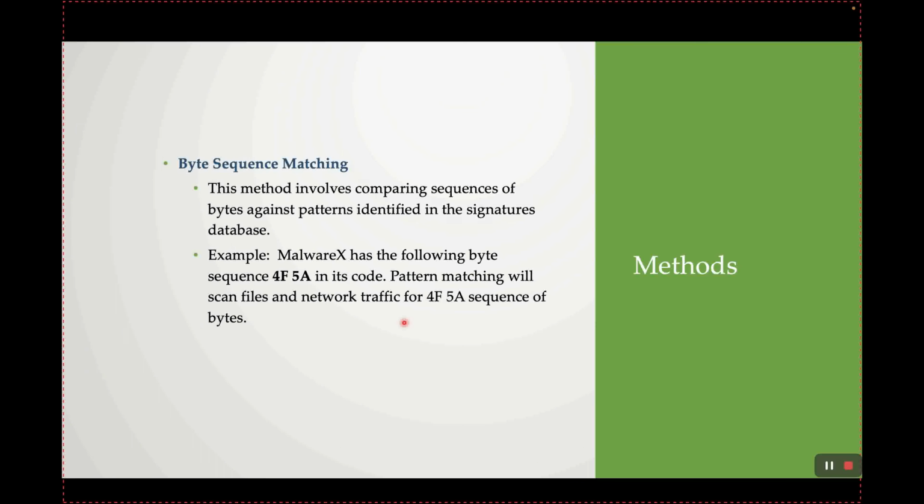Now let's take a look at some of the methods used to detect malware. The first one is byte sequence matching. This method involves comparing a certain sequence of bytes known for a malware against patterns identified in a signature database. Like in this simple example, we know that this malware has the following byte sequence, you see here on the screen. Now, pattern matching will scan the files and network traffic for this sequence of bytes. If it detects it, then it will flag it.